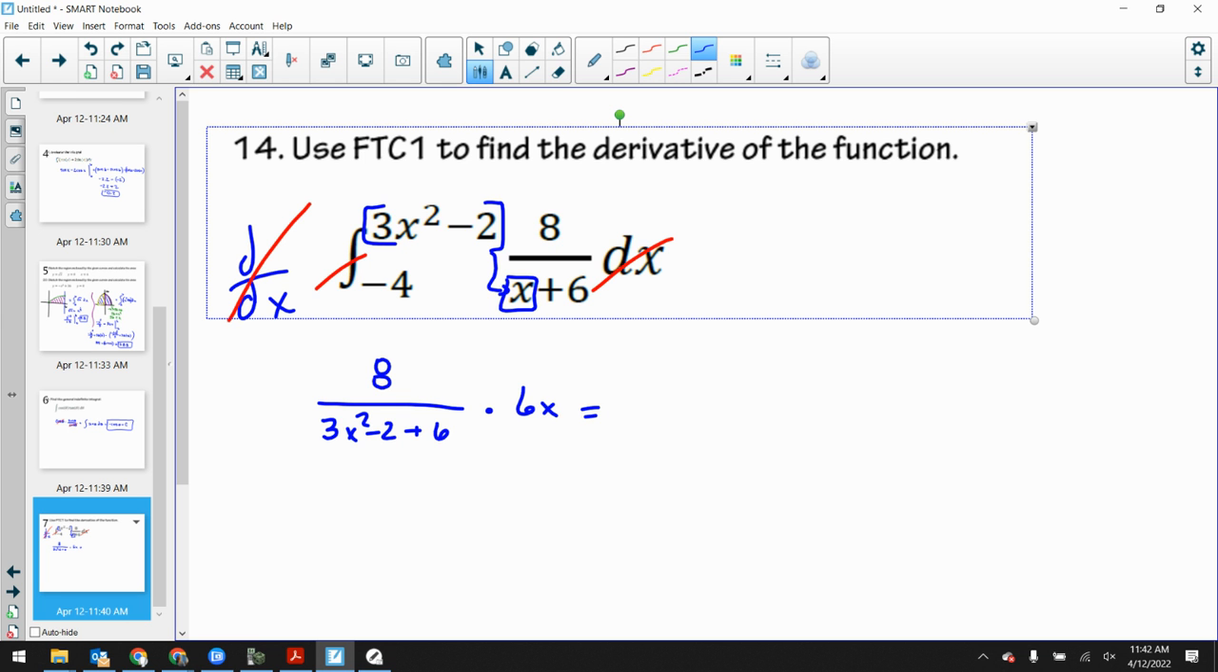Okay, so 54x. Mrs. Mind was blown for a second there. She's like, whoa. Still keep going for the chain rule, guys. It's okay.